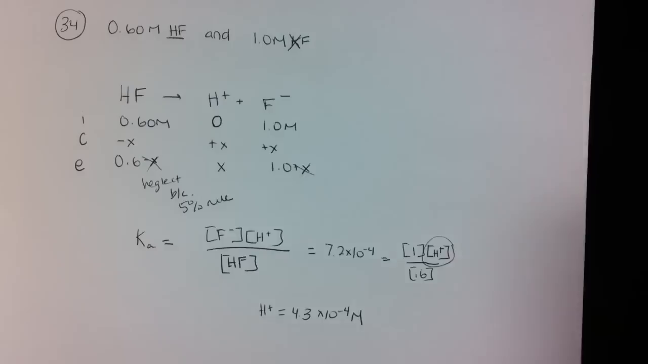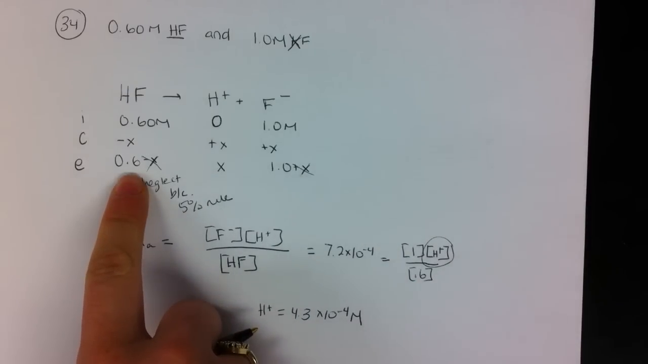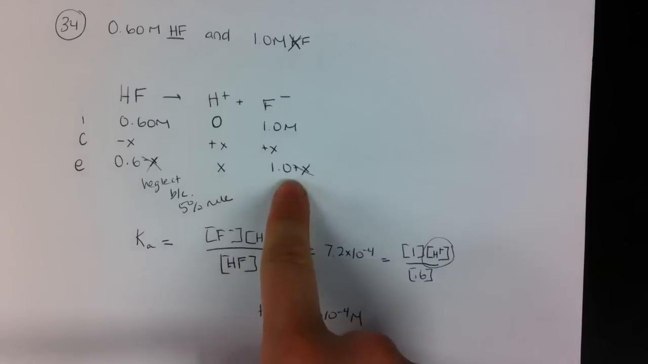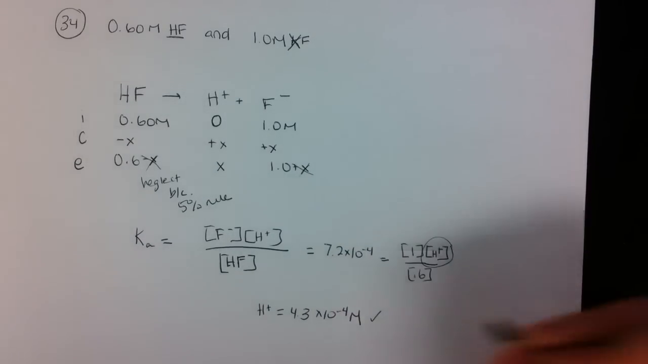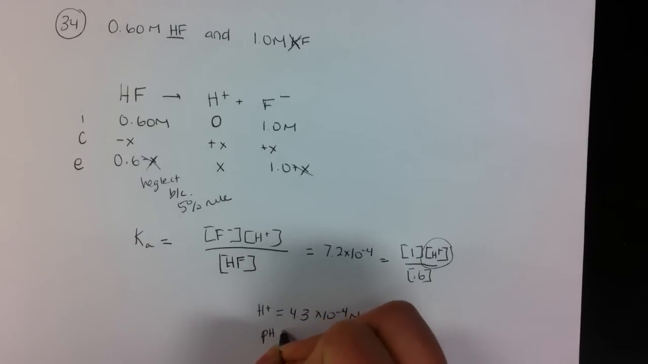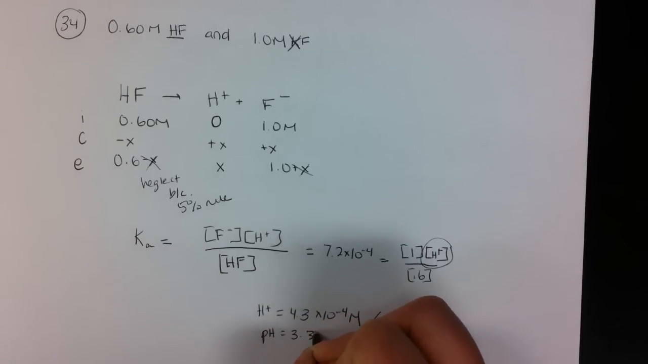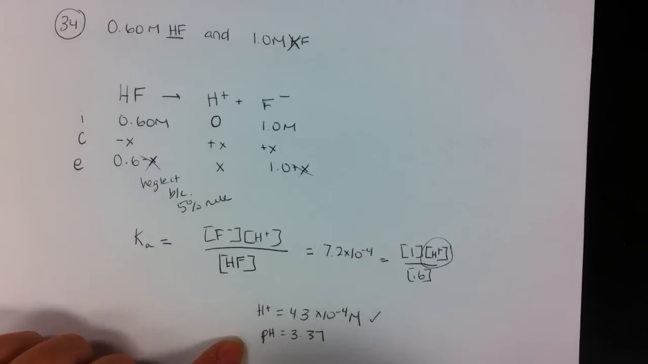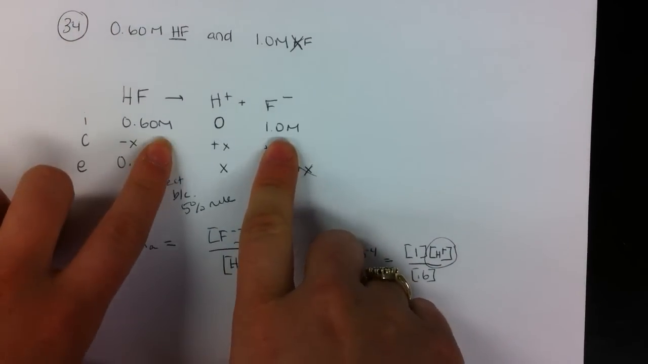And let's check our assumption. Is that much less than 0.06 and 1.0? Yes, that's good. And to find the pH, we just take the negative log of that, so we would get pH equals 3.37, which makes sense because it is a weak acid, so it doesn't have quite as much pH, and it has this F in here.